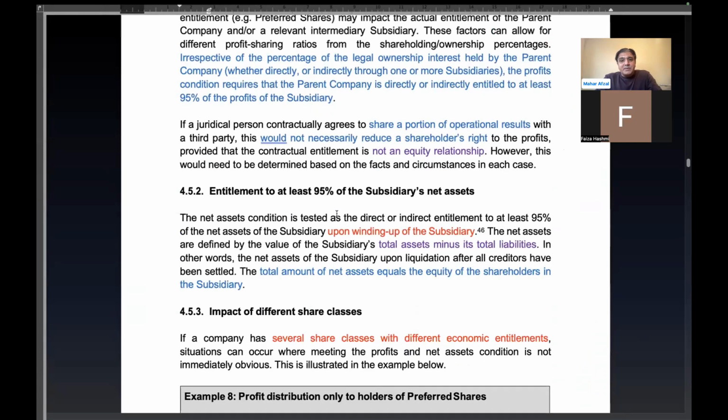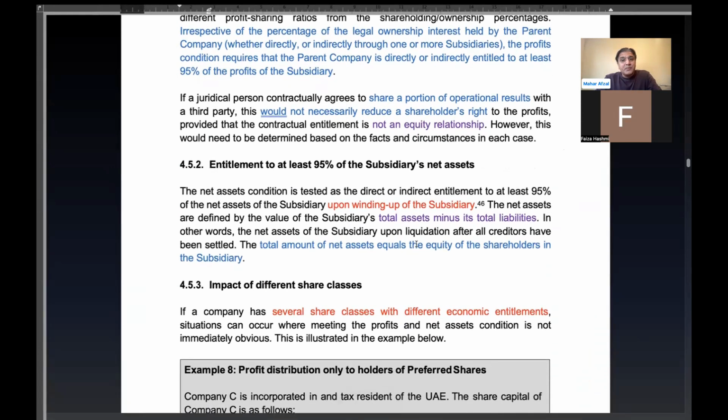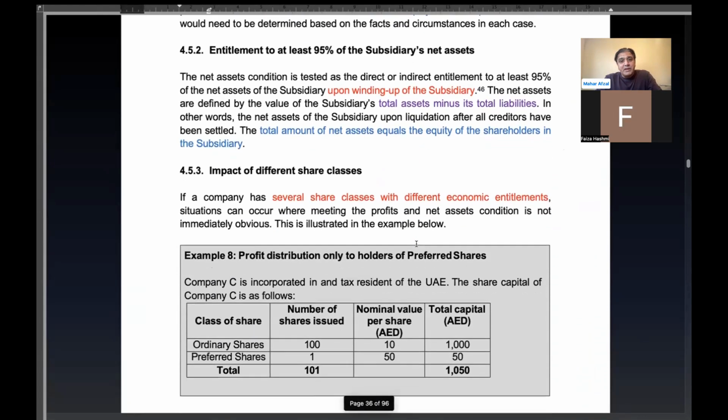Entitlement to at least 95% of net assets. They said that upon winding up of the subsidiary, if the subsidiary is being wound up, the person must be holding 95% of the net assets. Net assets, we know, is equal to total assets less total liabilities. It will be equal to the equity value. This will be net assets.